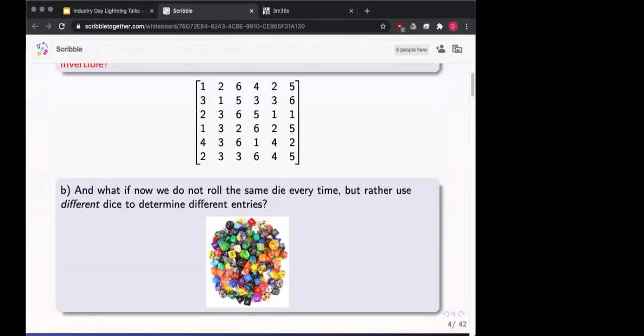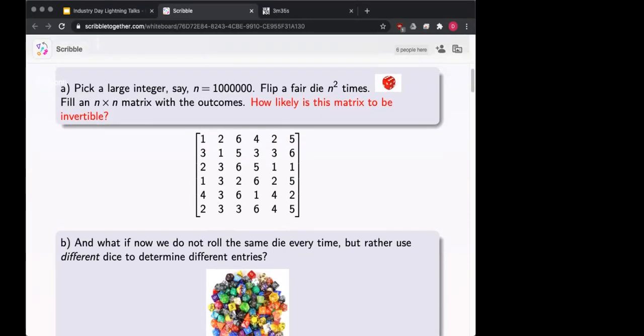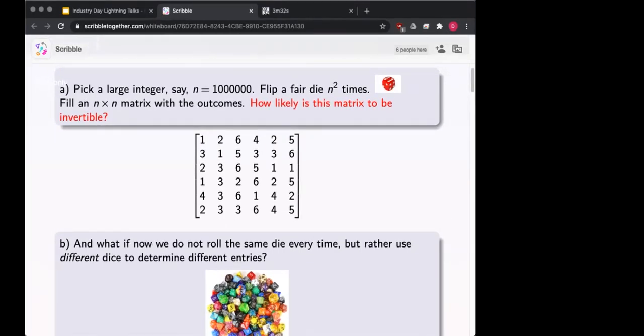So imagine that somebody asks you the following question. Pick a large integer, perhaps 1,000,000, and say somebody gives you a fair die and asks you to flip it n squared times, so 1,000,000 squared times. You get a bunch of outcomes from 1 to 6, and you can fill an n by n matrix with these outcomes. So it's a random matrix of size n by n. Question: how likely is this matrix to be invertible?